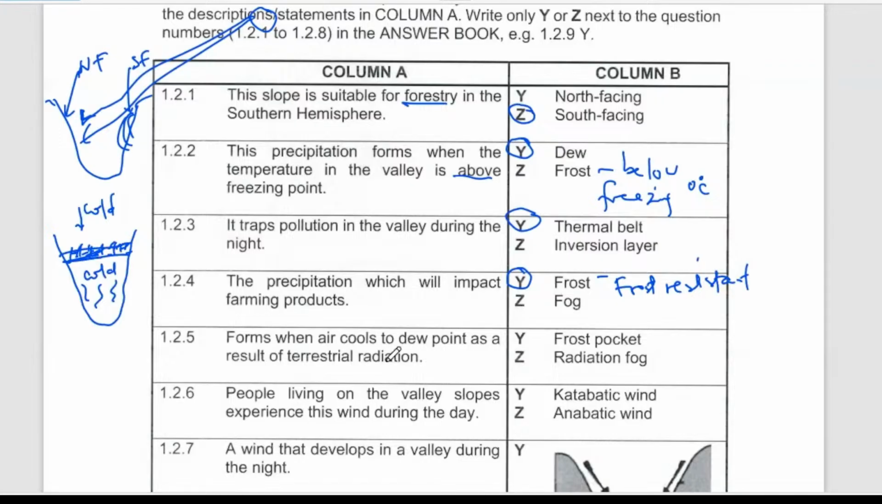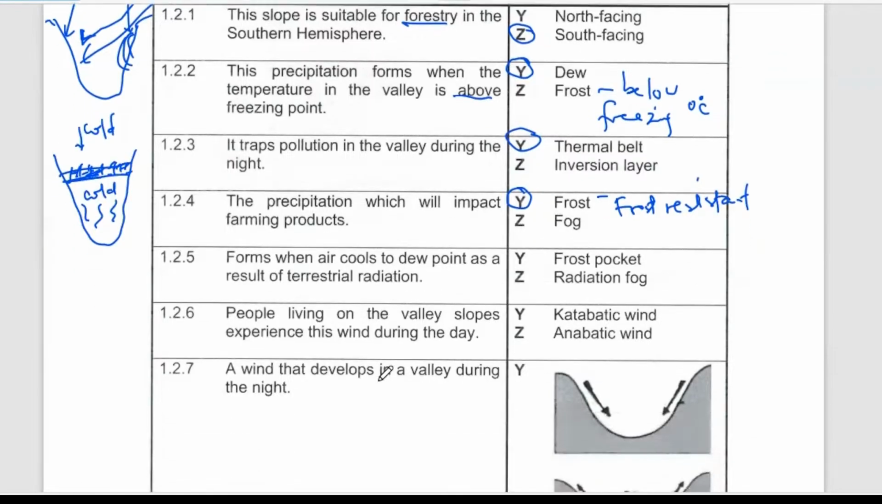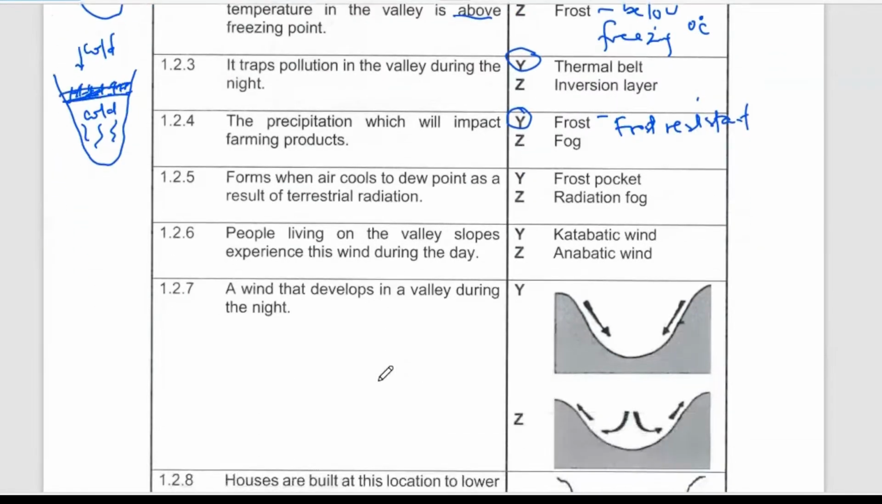Then number 125, it says forms when air cools to dew point as a result of terrestrial radiation. Right, terrestrial radiation is the same as long wave radiation, which is the loss of heat from the ground surface into the atmosphere. That usually happens during clear cloudless nights. When we have calm, clear, cloudless nights, we have excessive radiation. The phenomenon that forms when air cools due to the long wave radiation is what we refer to as radiation fog.